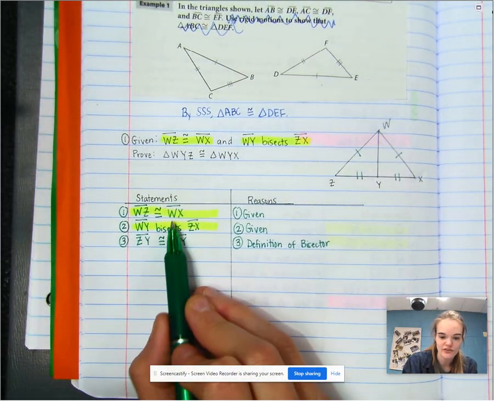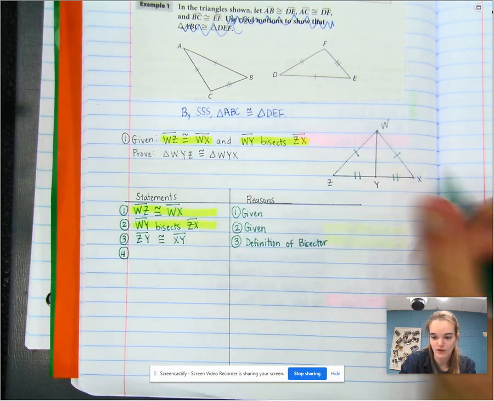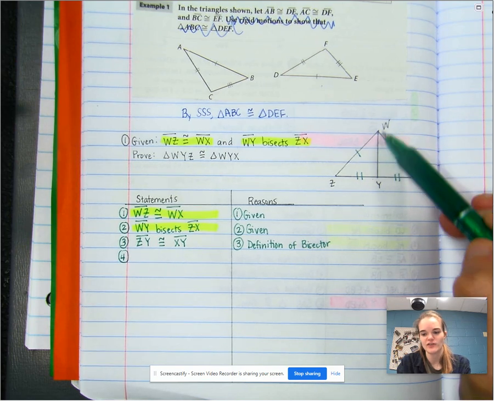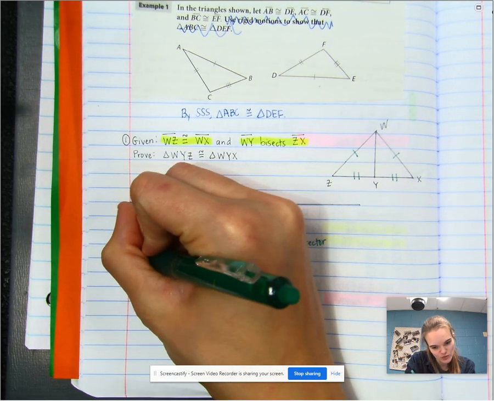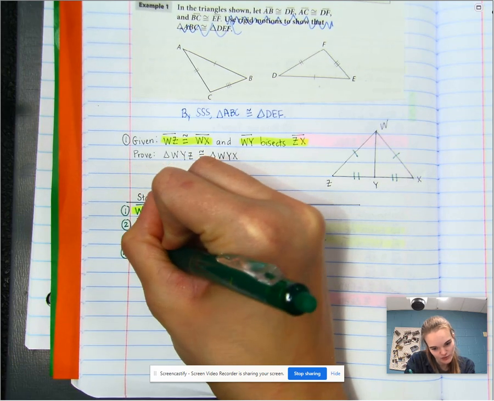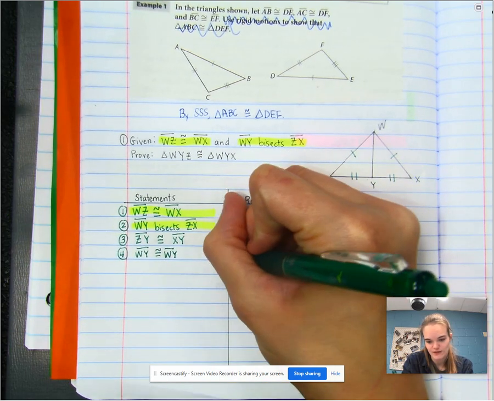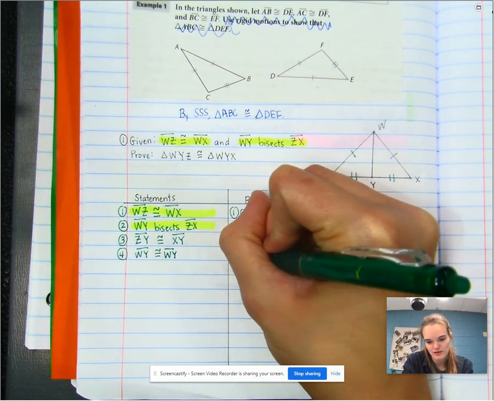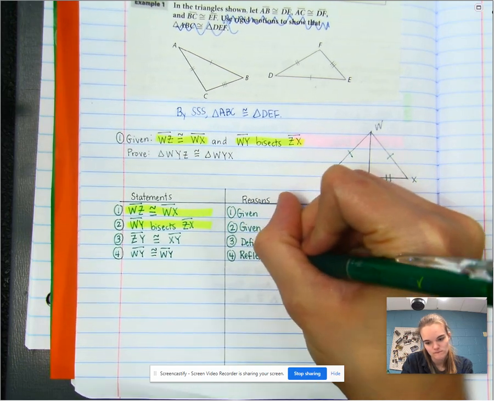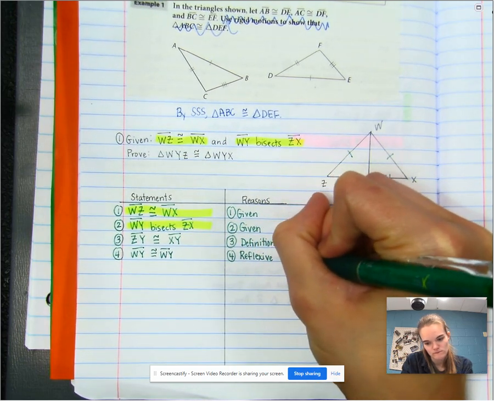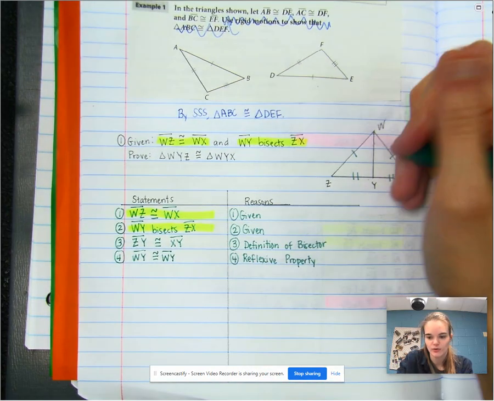All right, we have a side, we need a third side, which there's only one option left, and that's this one right here. And this is the piece, we've done this over and over and over. WY is congruent to WY, but why? Because of the reflexive property. We have a side, and a side. We are finished.